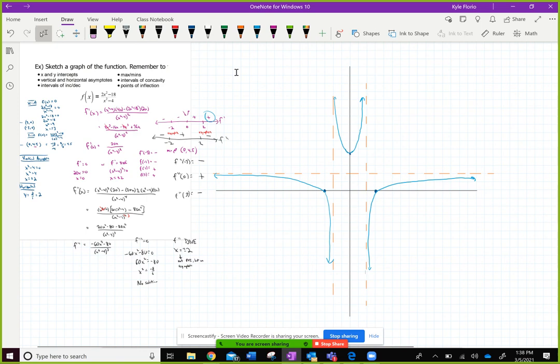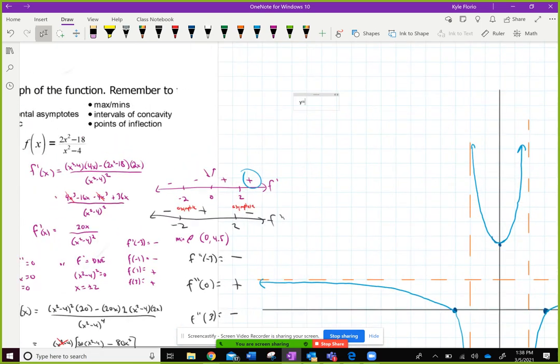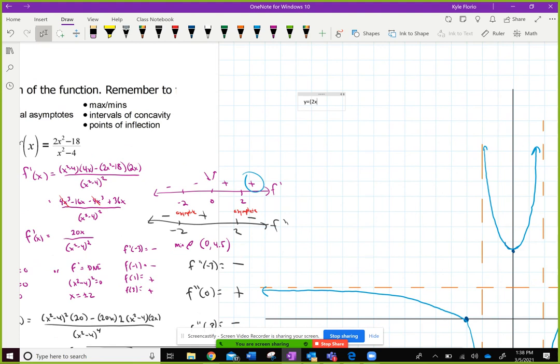All right, so I know what you're all thinking. Let's just graph it and see what actually happens. So y equals 2x to the second power minus 18, that's the numerator, divided by the denominator, which is x squared minus 4, close parentheses. All right. So, it's a big moment. You know, we did a lot there. A lot of places to make a mistake. 30 minutes. I hope it looks like what that looks like.